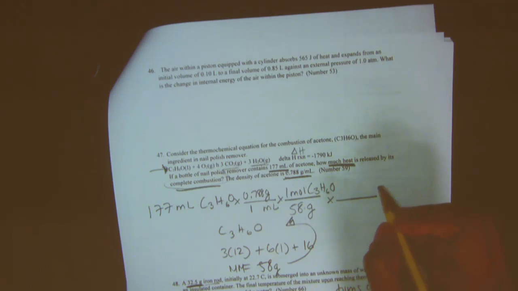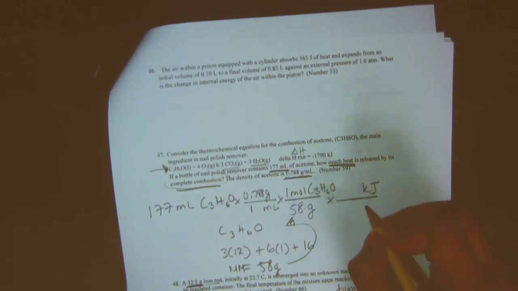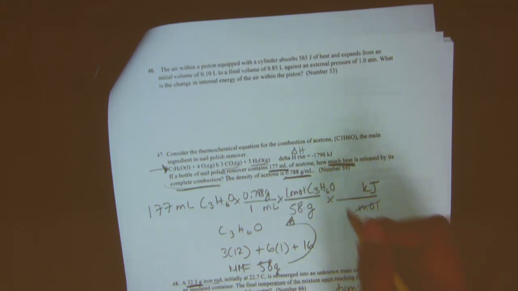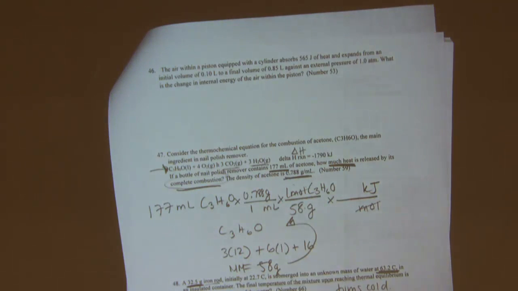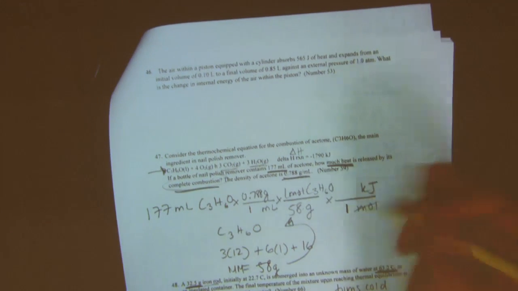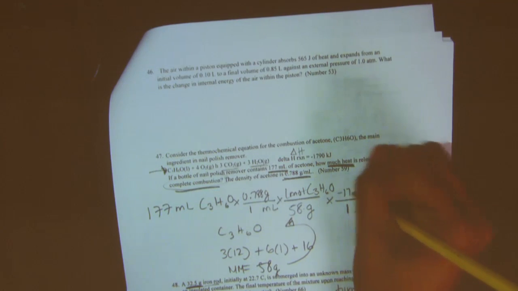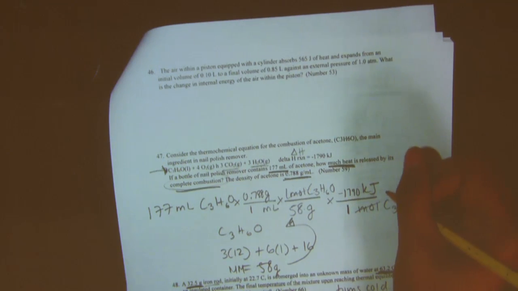So you're saying related to kilojoules, right? So I'm going to need kilojoules on the top and moles on the bottom, just so I can cross this out. So what do I put in the blanks? How many moles of acetone equal a given value of delta H? Okay, so you're saying 1 mole of C3H6O equals negative 1,790 kilojoules of heat, right?